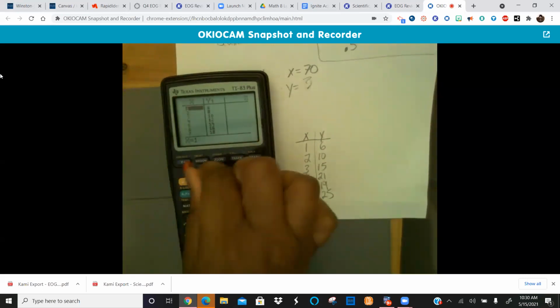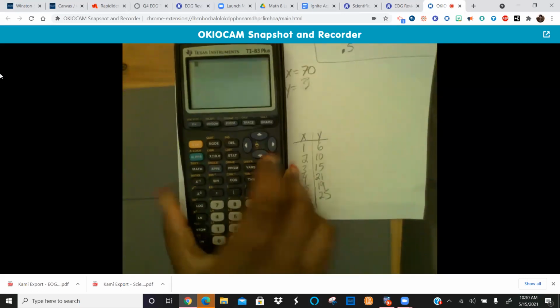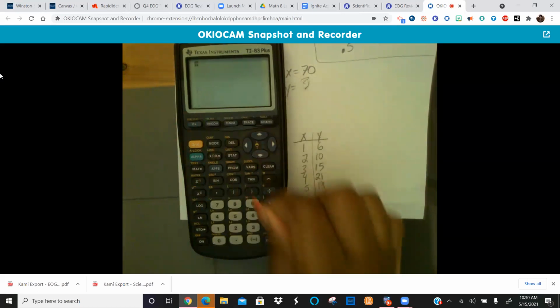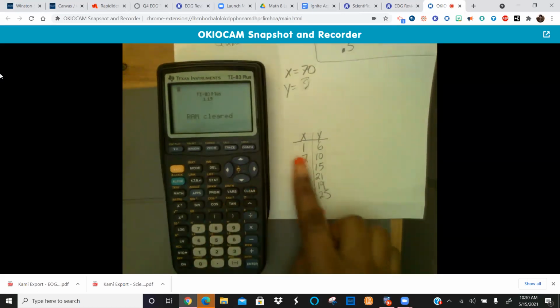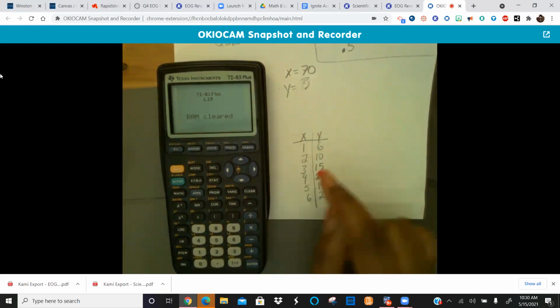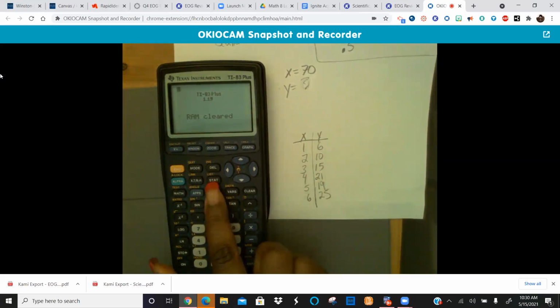This is where you go in your calculator. And I'm gonna clear my calculator again. Second plus 7, 1, 2. All right, now I'm gonna type these in. So in order to type this into my calculator, I go to Stat right here, and I press Enter on Edit.